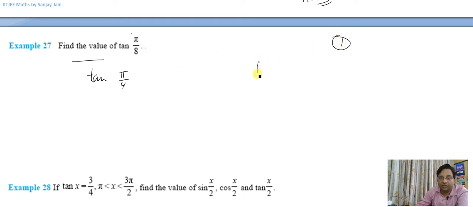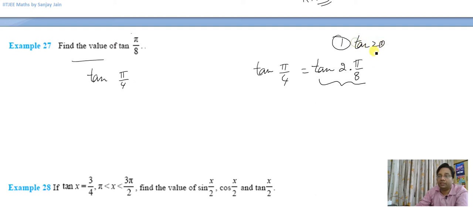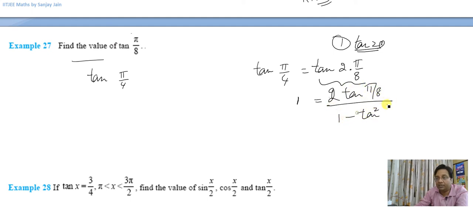So if I write tan pi by 4 as tan twice of pi by 8, right? Now this is tan 2 theta. I know the formula for tan 2 theta, let me apply it here. This is 1, right? So 1 will be equal to 2 tan pi by 8 divided by 1 minus tan square pi by 8, right? Now let me cross multiply.